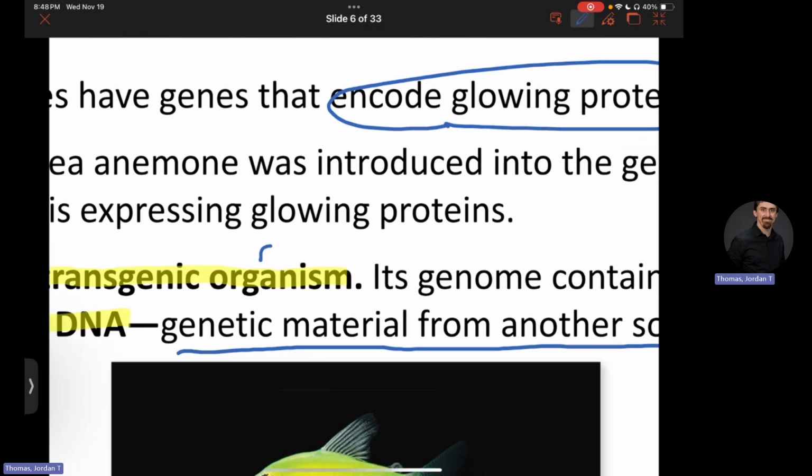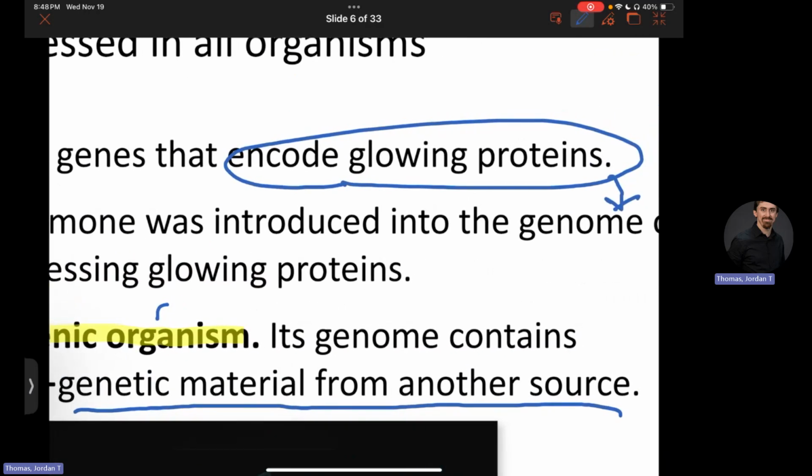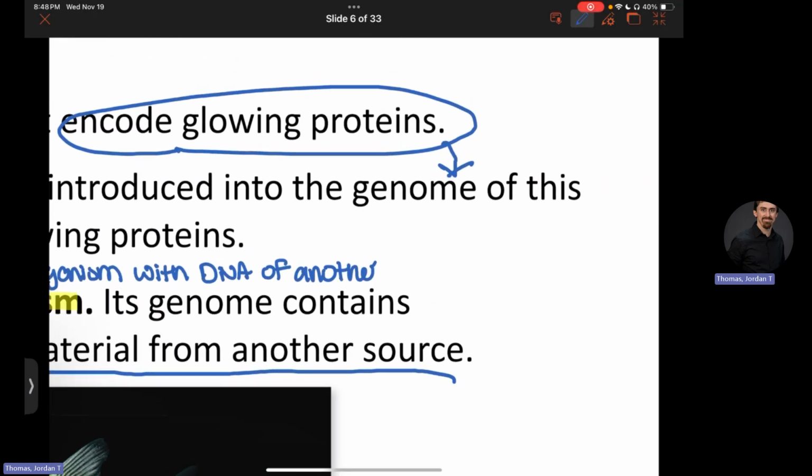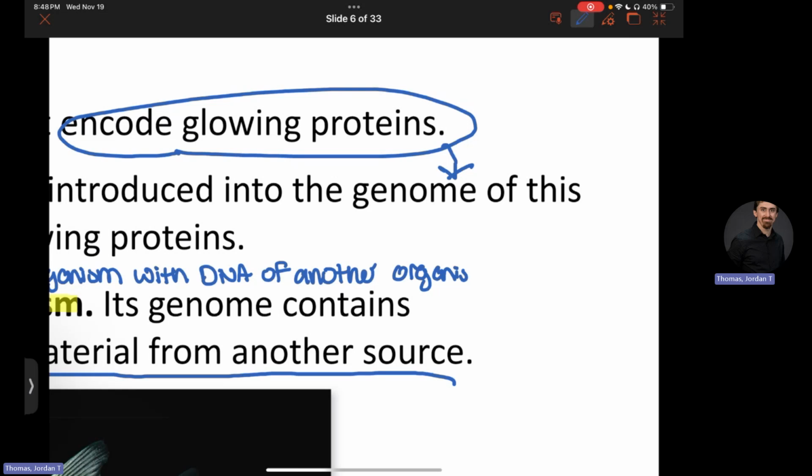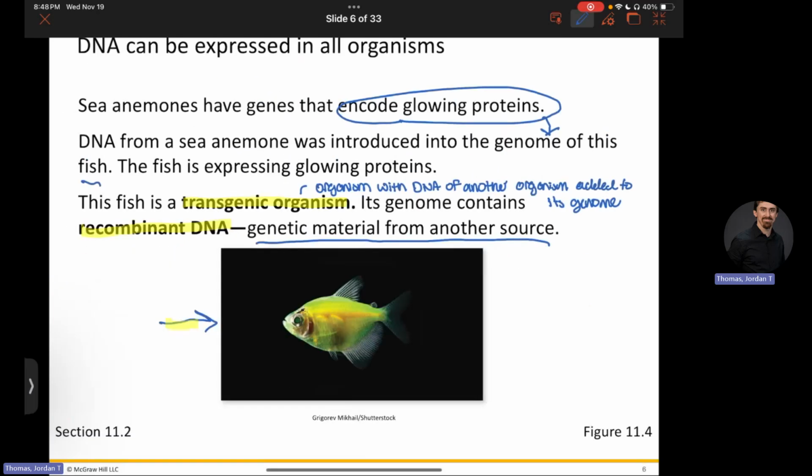I don't like this definition of transgenic organism. I'm going to give you another one. A transgenic organism is an organism with DNA of another organism added to its genome. And that DNA is called recombinant DNA.